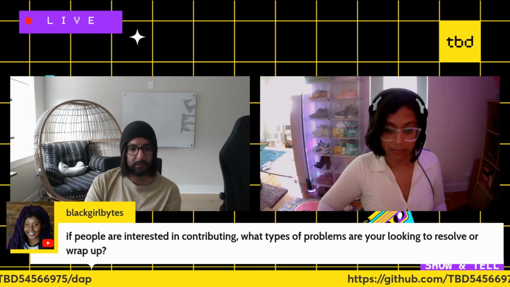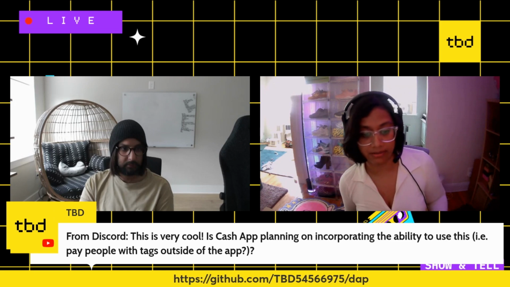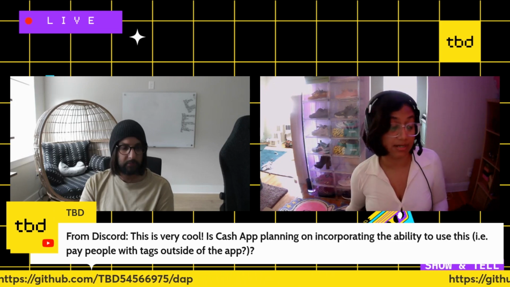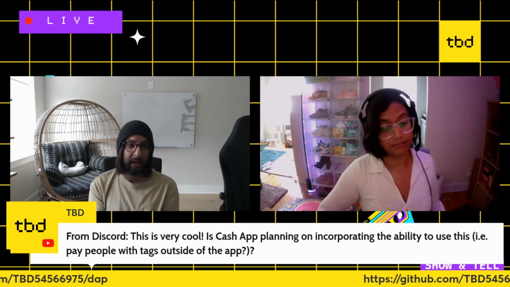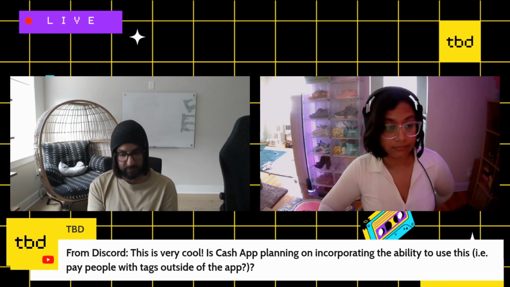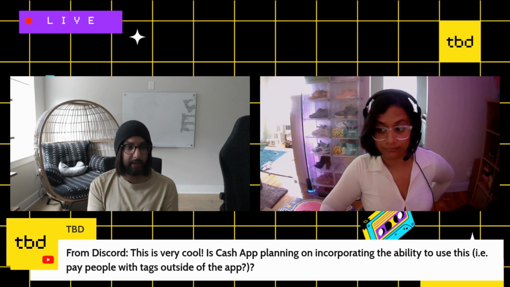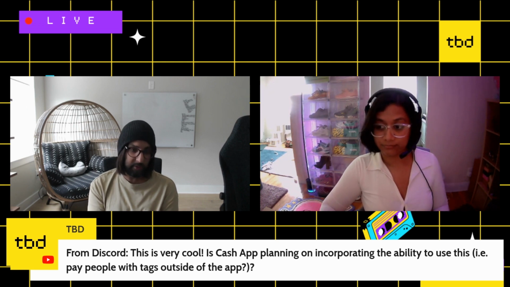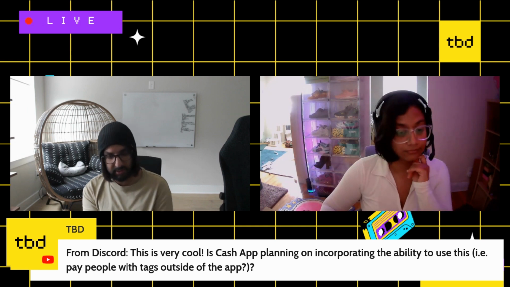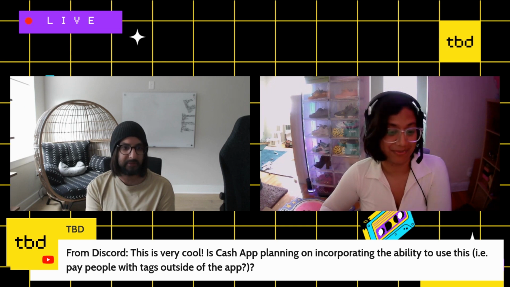Cool. I see another question from Discord. This is very cool. Is Cash App planning on incorporating the ability to use this, i.e., pay people with tags outside of the app? Yeah, so there's definitely quite a bit of excitement on the Cash App side coming out of Hack Week since we actually proved out that this could work with real money. And now that we're done with the Hack Week, we're in the midst of discussing next steps. So technically TBD, but we'll see. That'll be cool.